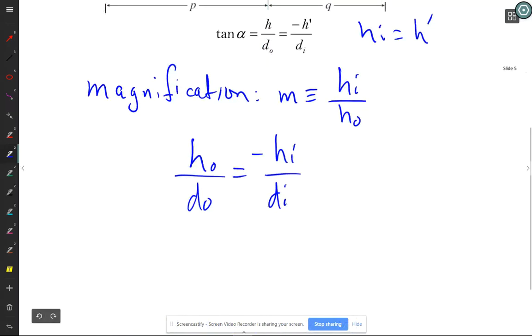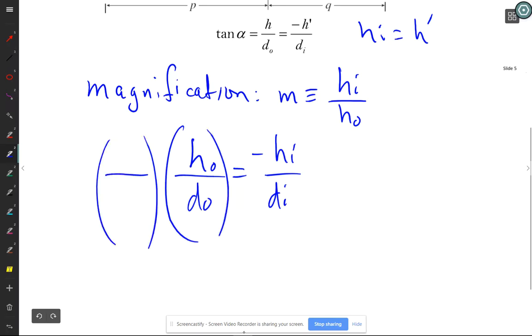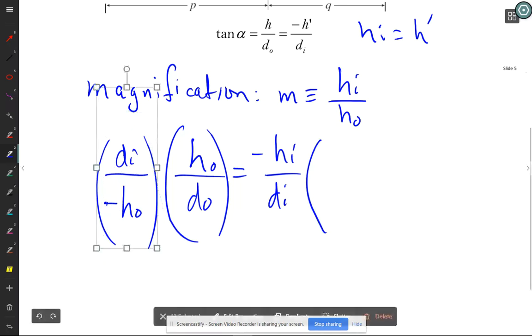So based on this relationship, if I take both sides and multiply this by distance image, divide it by minus height object, and do the same over here. Okay, I should have used a different color for that. A different color so you can tell what's the add-on.